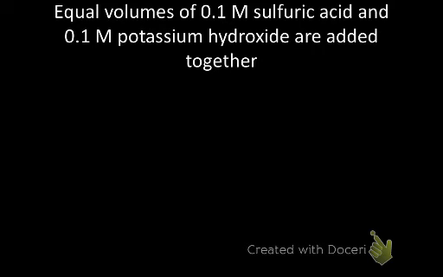Okay, our next reaction, and we're almost done here, this is our second to last one. We have equal volumes of 0.1 molar sulfuric acid and 0.1 molar potassium hydroxide, and these are added together. So we're going to go ahead and write out our reactants. So we have sulfuric acid, which is H2SO4, and potassium hydroxide, which is KOH.